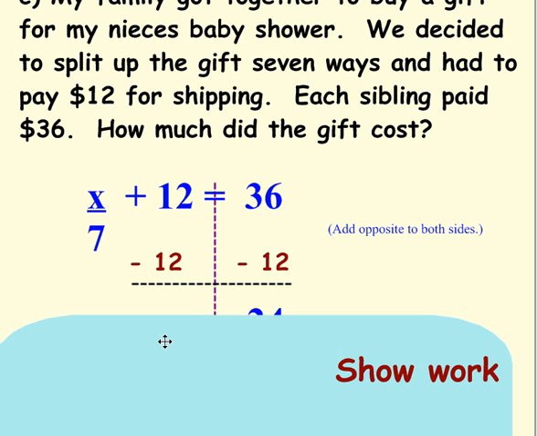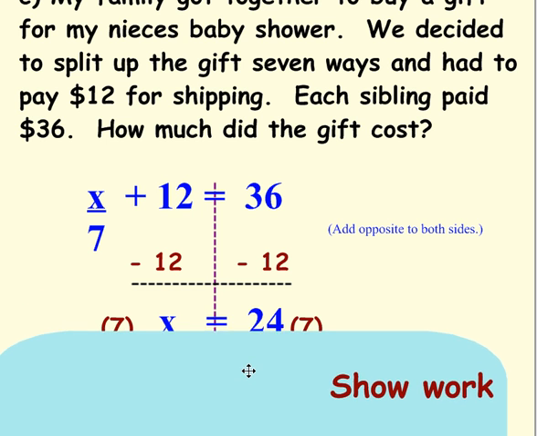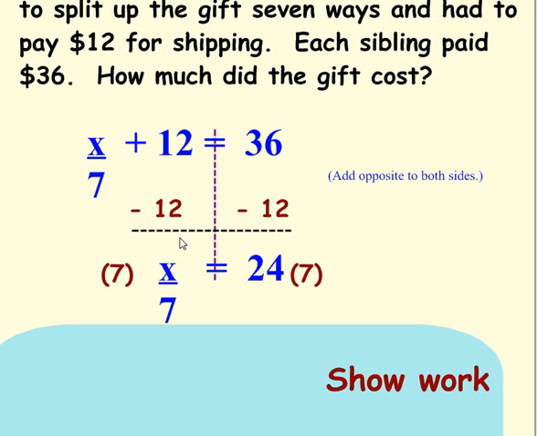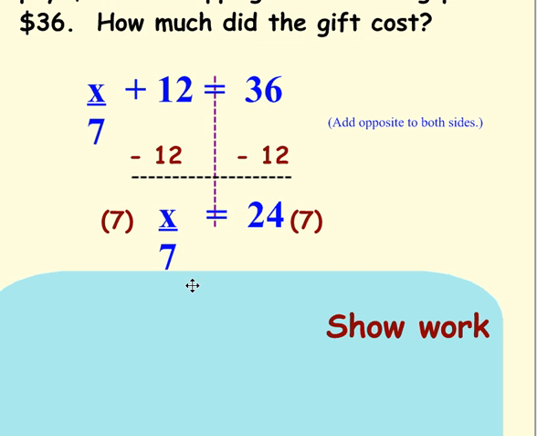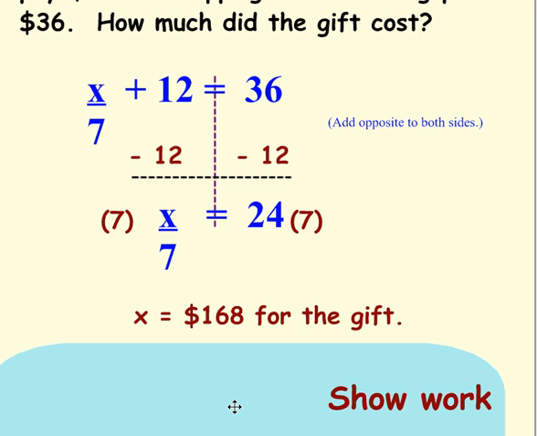To solve this, I want to get rid of this +12, take away the shipping. So I'm going to subtract 12, and I am going to get $24. Now that means that I'm going to take my family, purchase this gift, divided by 7, it needs to come out to be $7. So I'm going to do the opposite. I'm going to multiply by 7. I'm going to get an answer of 168.